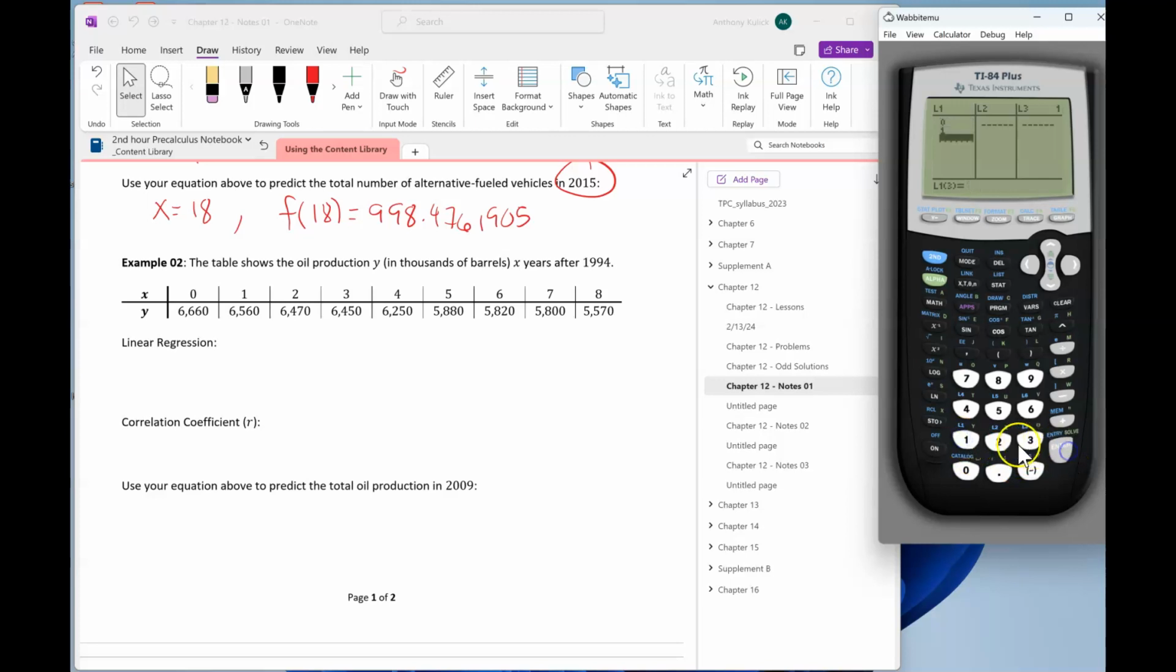Ugh, I shouldn't have done anything. I cleared that out. I shouldn't have cleared it. Look at the X values. They're all almost the same.